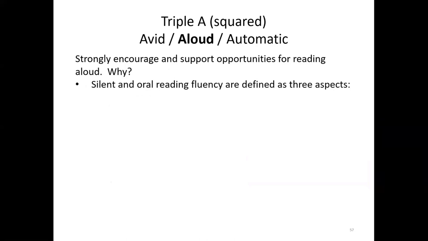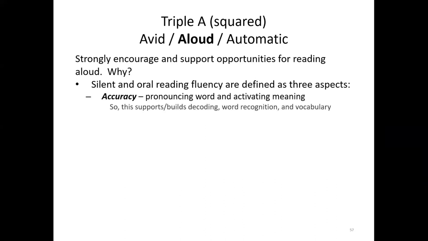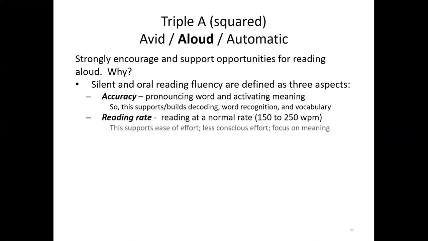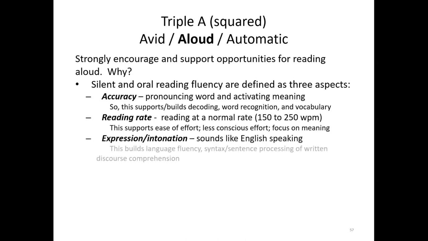Silent and oral reading fluency is defined as accuracy, pronouncing the words and activating the meaning, which is building your decoding and word recognition, your vocabulary, and reading rate, because the normal rate of silent reading is at least 150 to 250 words. This makes it easier. You get more done per unit time, with less effort. You fall asleep less often. Intonation helps you with language and fluency and syntax and written discourse.